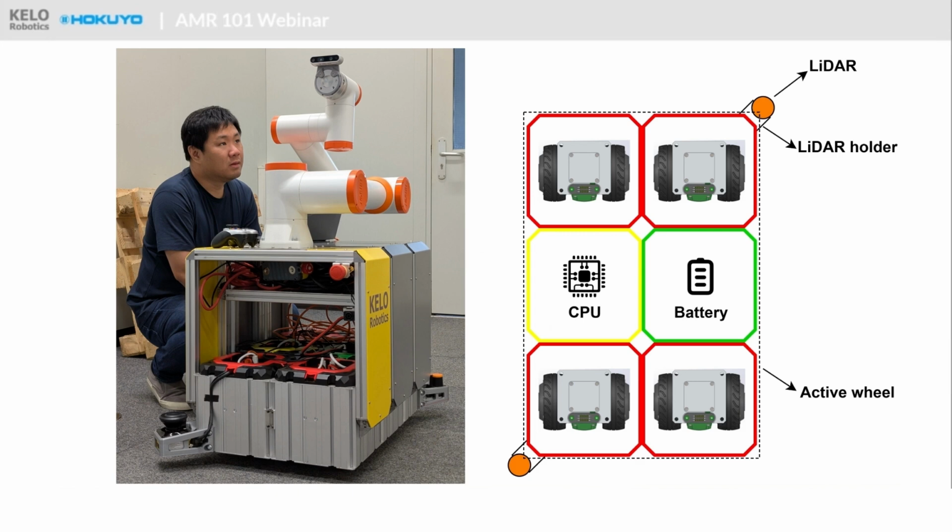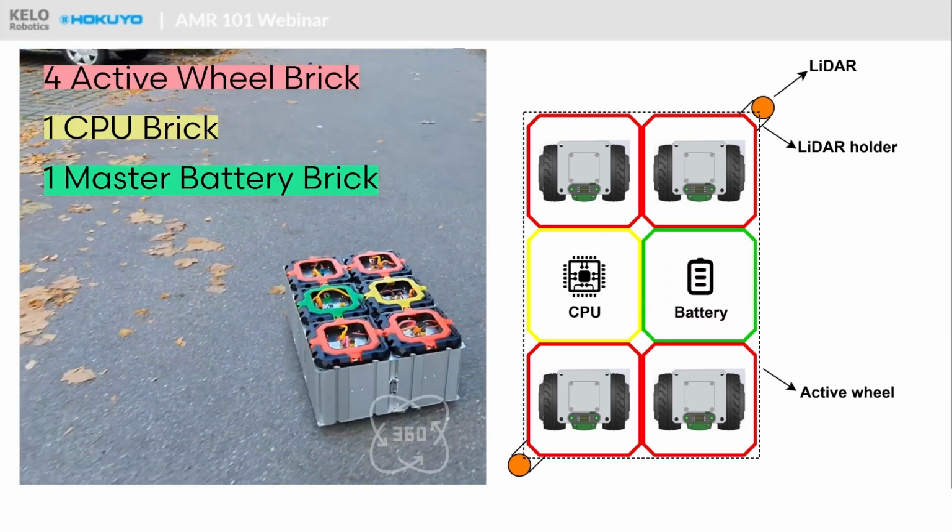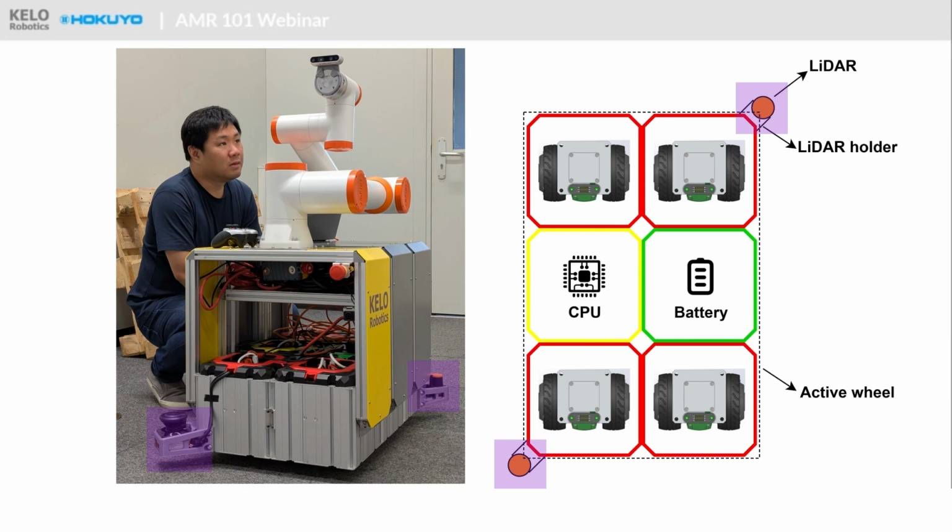The demo robot is made up of a ROBILE platform with 4 active wheels or drives, 1 computer and 1 battery module, and Hokuyo light detection and ranging sensors.